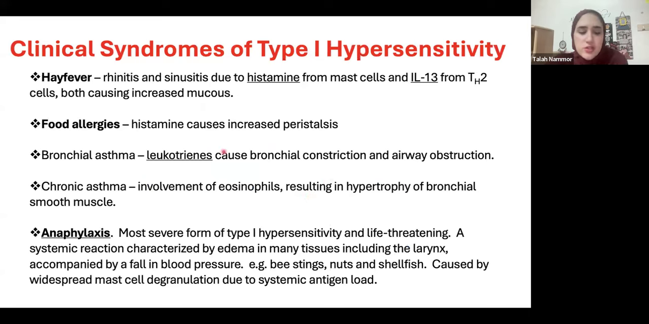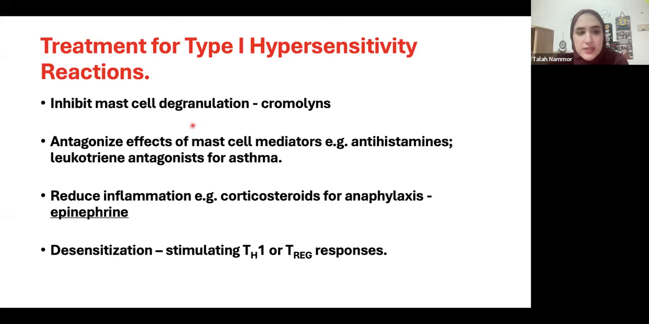Okay, now in here we're just talking about some examples of type 1 hypersensitivity. We have hay fever, food allergies, anaphylaxis, all of these are examples. How do we treat type 1 hypersensitivity? Think of it. Basically, the problem is in mast cells. The problem is in IgE. The problem is in T helper cells.